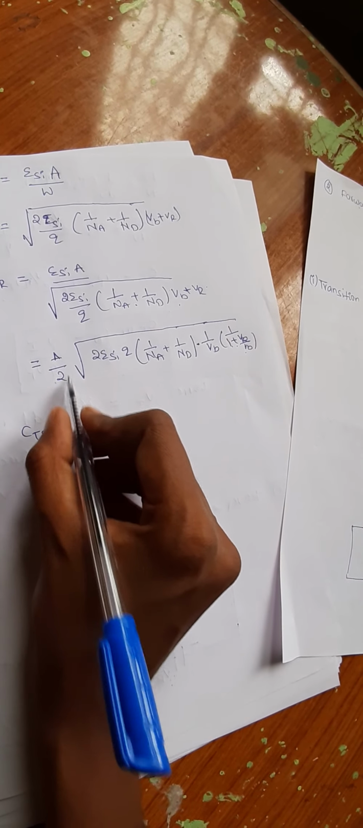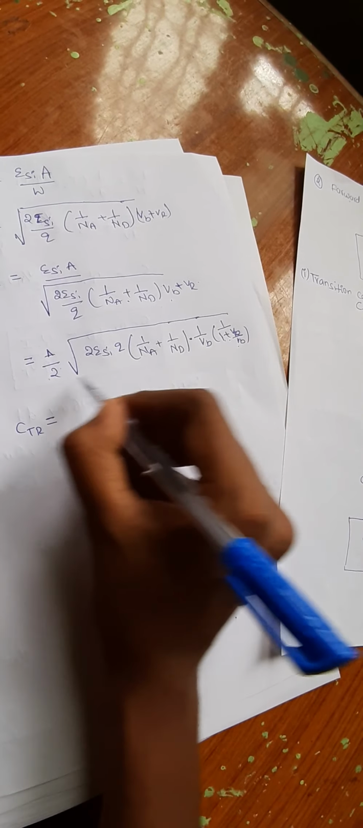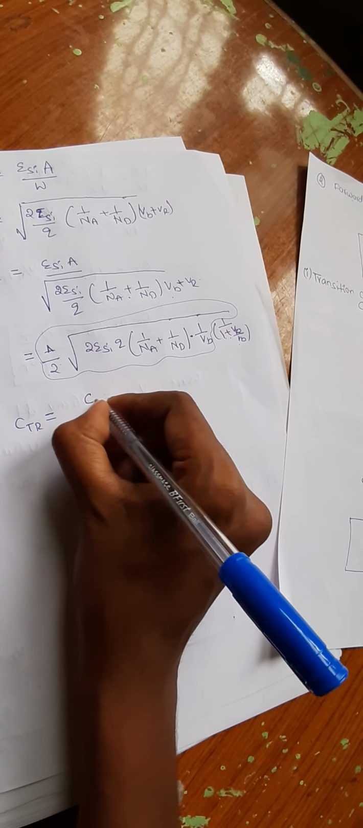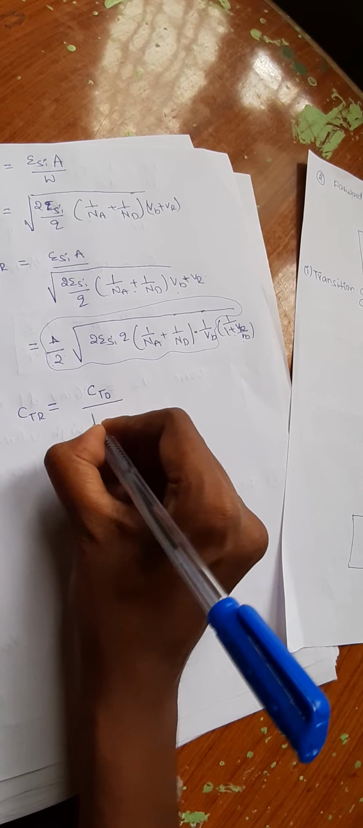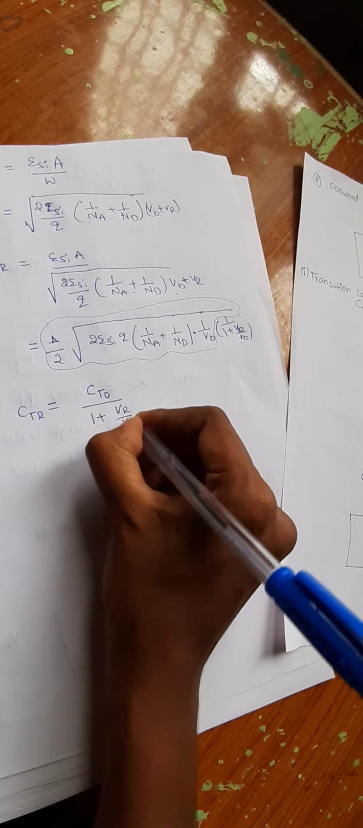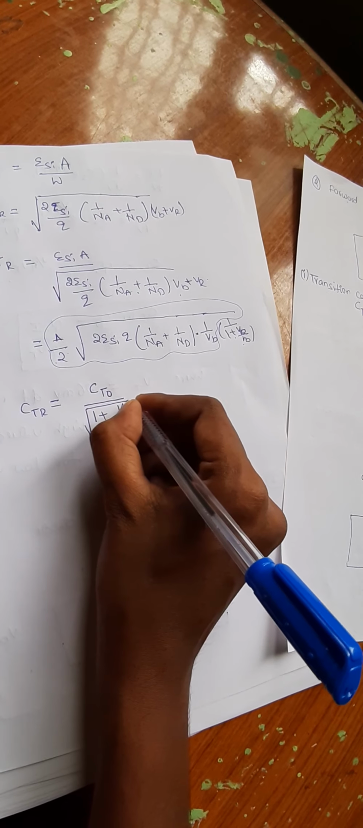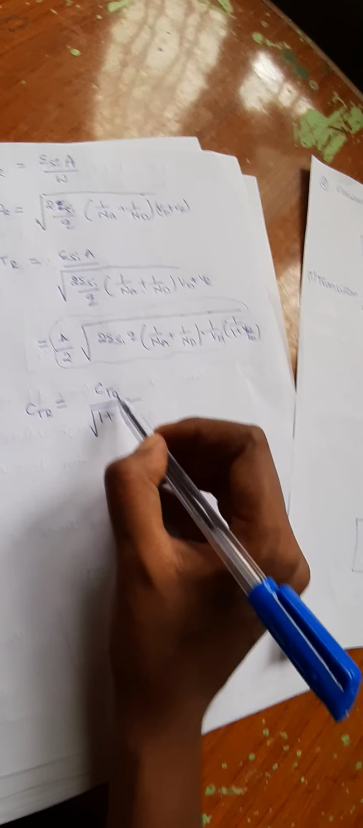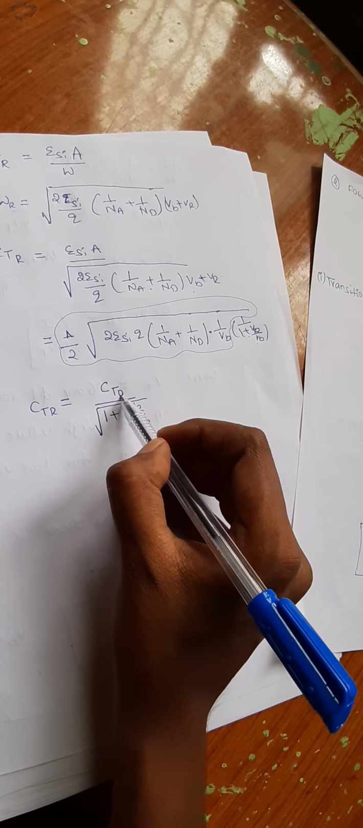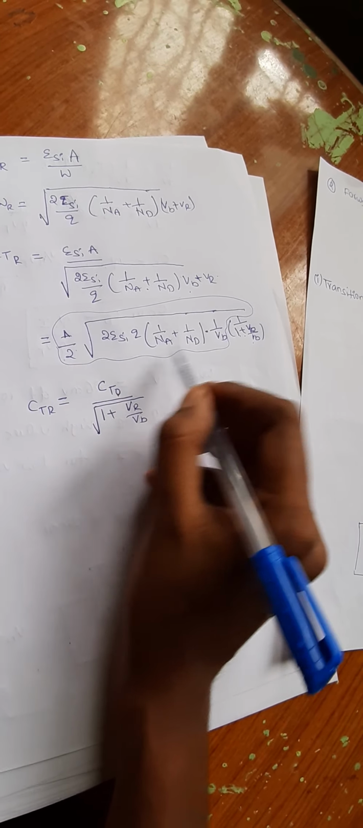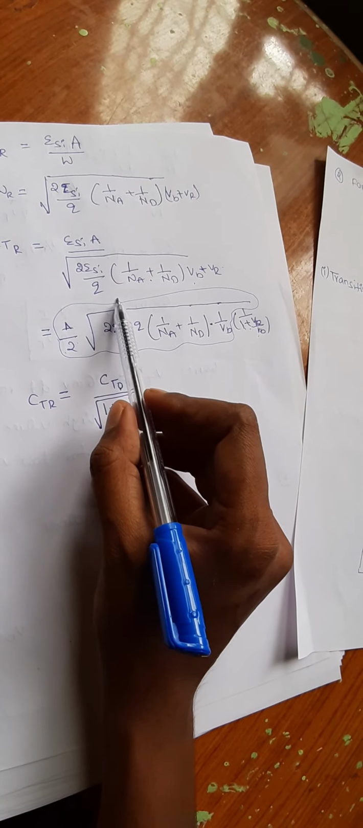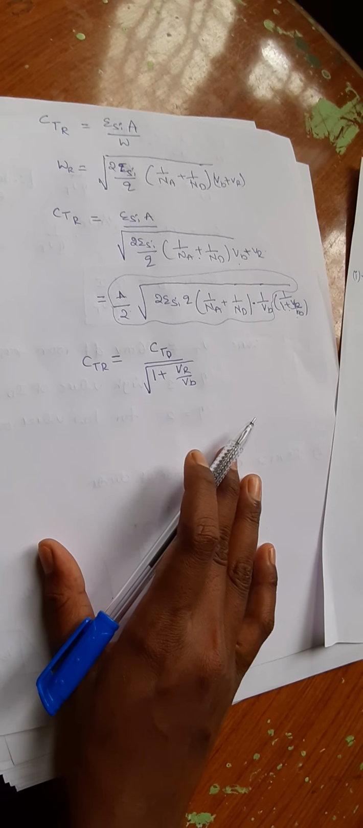term. Okay, so Ctr is given as A by 2, 1 by Vb is nothing but Ct0, right? So Ct0 divided by square root of 1 plus Vr by Vb. Okay, because this whole term is nothing but Ct0, the transition capacitance under the equilibrium condition of the diode. The transition capacitance is given as this one, but the another term over here is 1 plus Vr by Vb, because here we are using a reverse bias condition. Okay, so Ctr is equal to Ct0 by square root of 1 plus Vr by Vb.